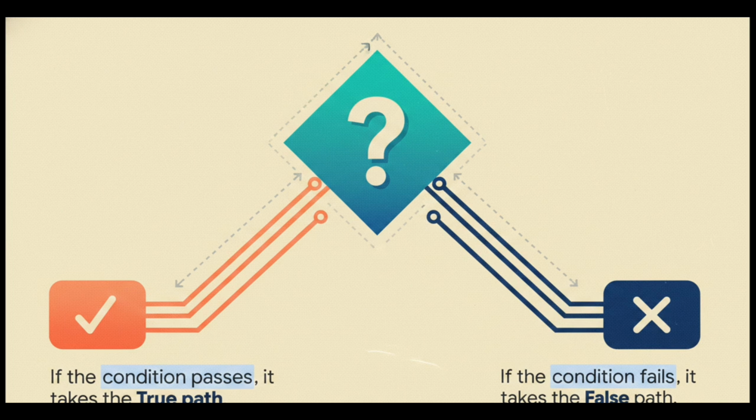Say we want to find the largest of two numbers, A and B. We give the computer the condition, is A greater than B? If we input 15 for A and 5 for B, the condition is true. So the computer takes the true path and outputs A as the largest. If A was 5 and B was 15, well, that's false. So it takes the alternate path and outputs B. The absolute crucial point here is that the computer can only choose one path.